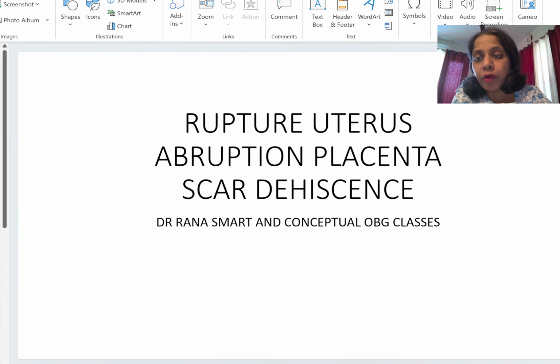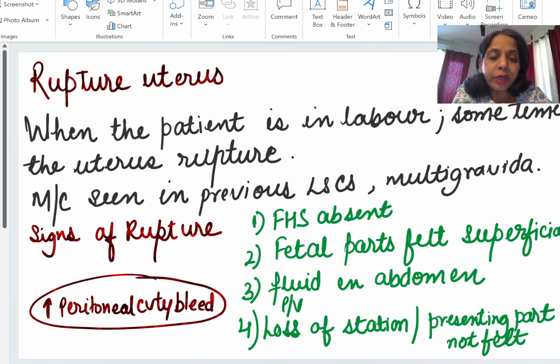Okay, now first of all, what is rupture uterus? Rupture uterus is when the patient is in labor, the uterus gets torn. Okay, फट जाता है जिसे हम कहते हैं, uterus gets torn. So most commonly it is seen in previous cesarean, but yes, it can be seen in multigravida patients also. Not necessarily in previous cesarean, but in multigravida patients also.